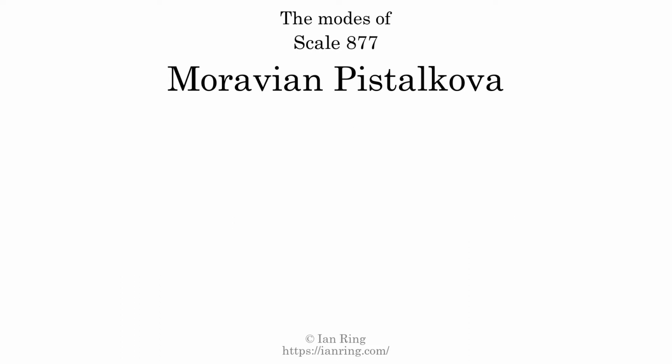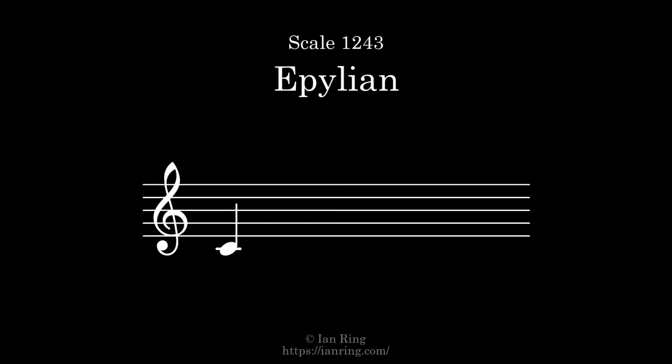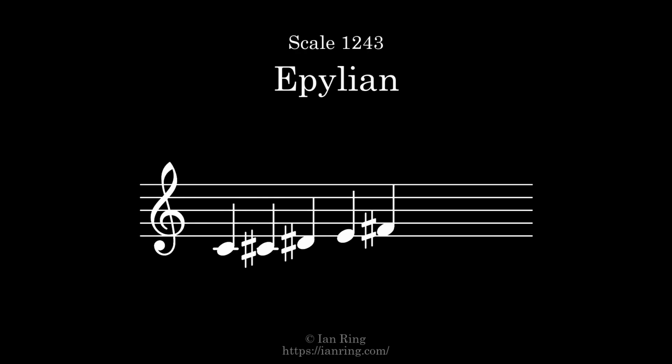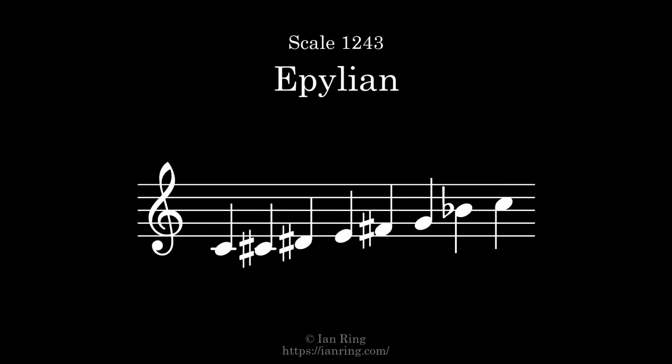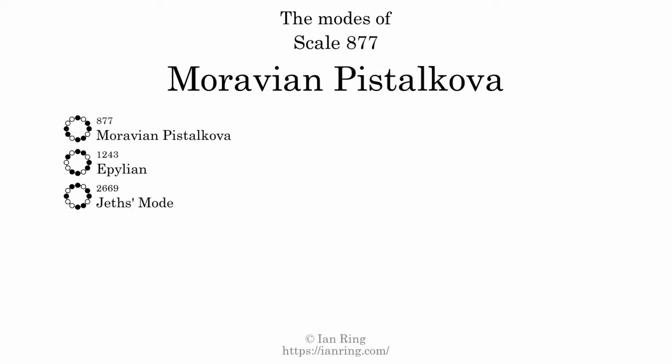This scale has 7 modes. The first mode is itself. The second mode is scale 1243, also known as Pillian. It sounds like this. The third mode is scale 2669, also known as Jeth's mode. It sounds like this.